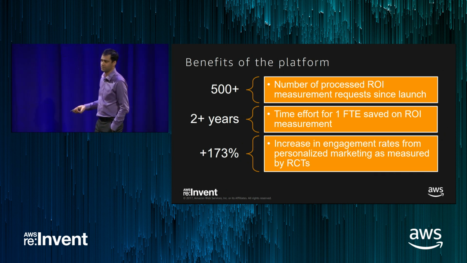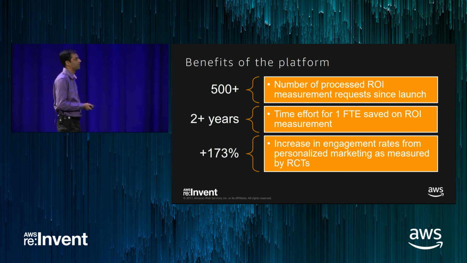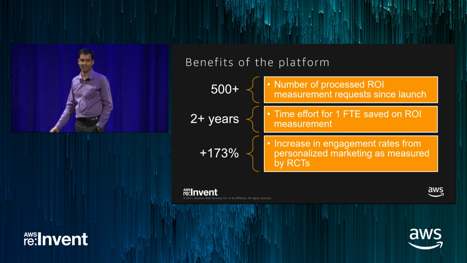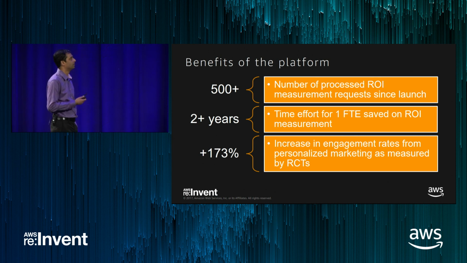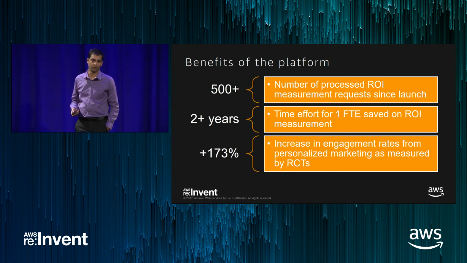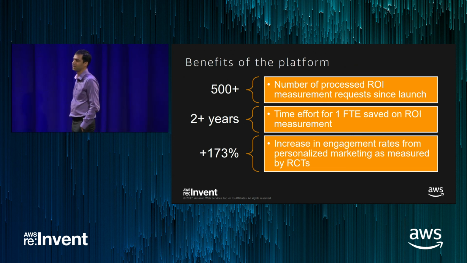Over 500 requests have been submitted by our end users since the platform was launched. If a full-time resource was working on this manually, it would have taken 2+ years to complete all those requests. We were able to process those within an hour most of the time, and send the results back to our marketing end users. And from our ML model output for targeting, we have seen a 173% increase in engagement rates as part of personalized marketing, as measured by A/B testing.